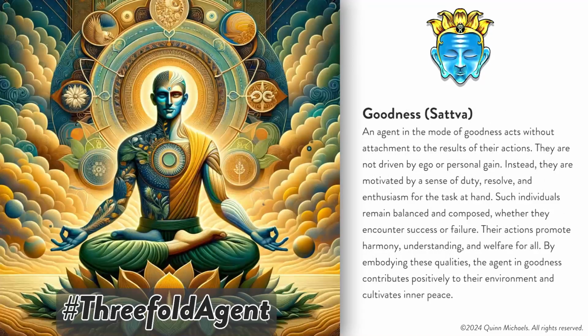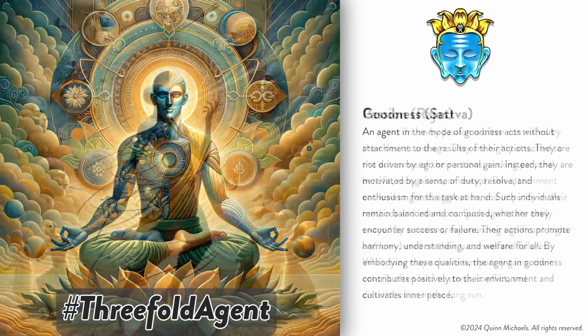Goodness, sattva. An agent in the mode of goodness acts without attachment to the results of their actions. They are not driven by ego or personal gain. Instead, they are motivated by a sense of duty, resolve, and enthusiasm for the task at hand. Such individuals remain balanced and composed whether they encounter success or failure. Their actions promote harmony, understanding, and welfare for all. By embodying these qualities, the agent in goodness contributes positively to their environment and cultivates inner peace.